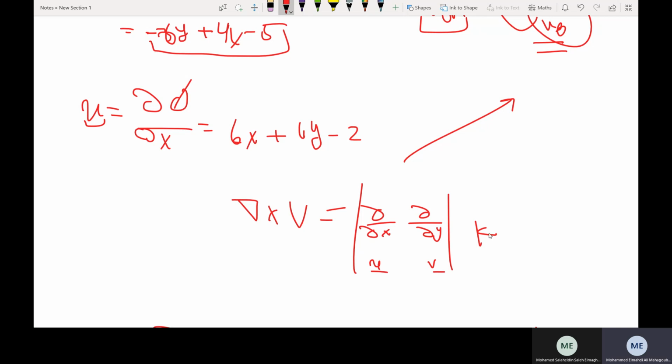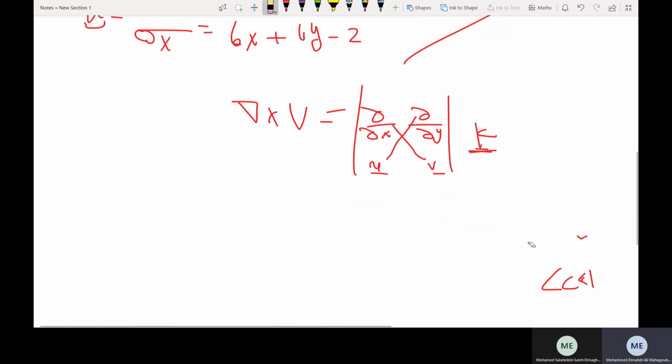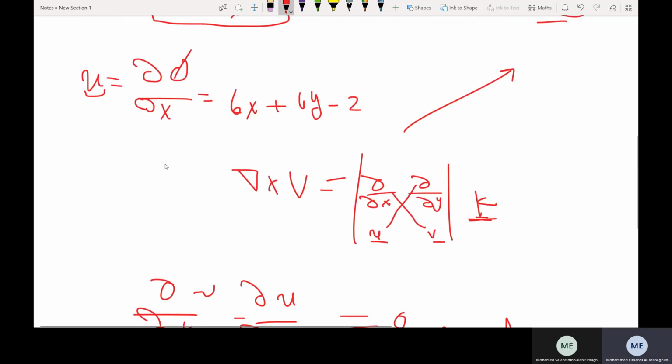Okay, so now because the flow is two-dimensional, we only have these two components. So multiply this by this, and it will be in the k direction because the flow is two-dimensional only. So what is the partial by partial x of v minus partial by partial y of u? This one should be equal to 0 in order for the flow to be irrotational. Okay, so let us do it.